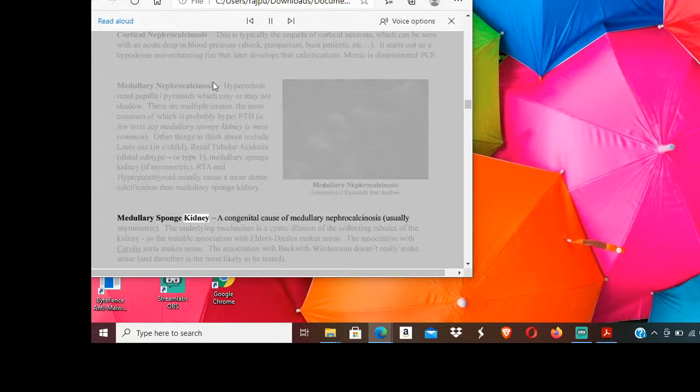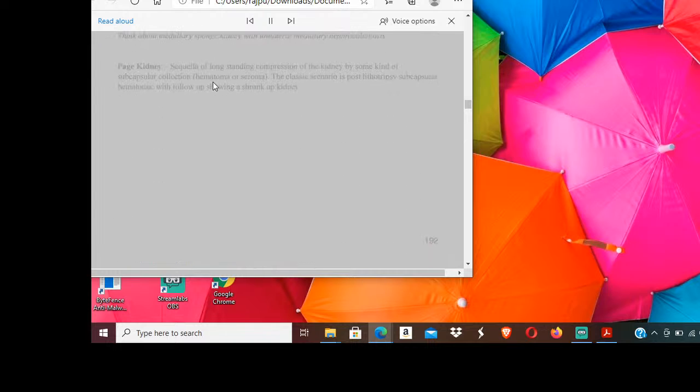Medullary sponge kidney, a congenital cause of medullary nephrocalcinosis, usually asymmetric. The underlying mechanism is a cystic dilation of the collecting tubules of the kidney, so the testable association with Ehlers-Danlos makes sense. The association with Caroli's makes sense. The association with Beckwith-Wiedemann doesn't really make sense, and therefore is the most likely to be tested. Think about medullary sponge kidney with unilateral medullary nephrocalcinosis.